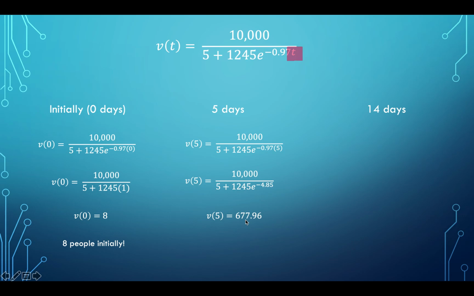So 677.96 rounds to 678. So after 5 days, 678 people were infected with the chickenpox.